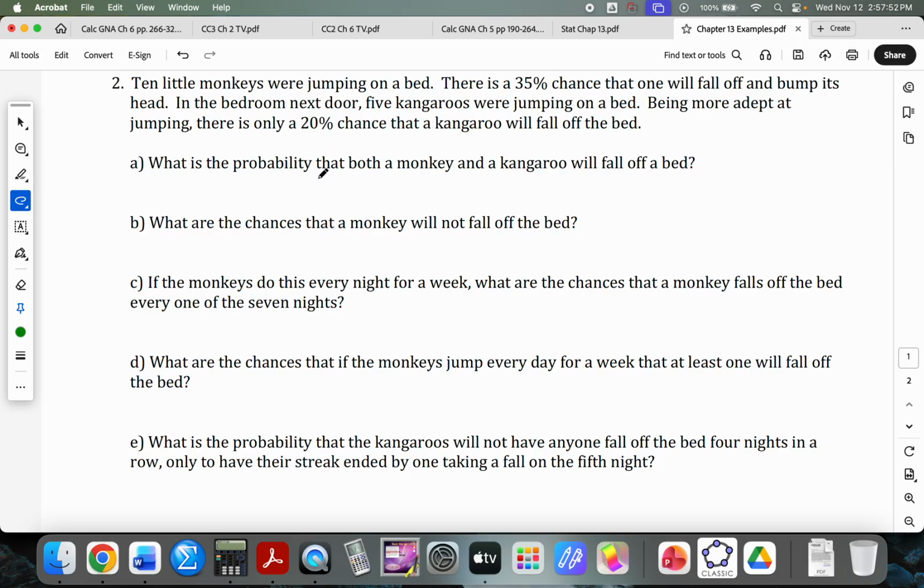All right. So, what's the probability that in a single night, it doesn't say that, but it's implied, both a monkey and a kangaroo will fall off the bed? 0.35 times 0.2, which is 0.07.